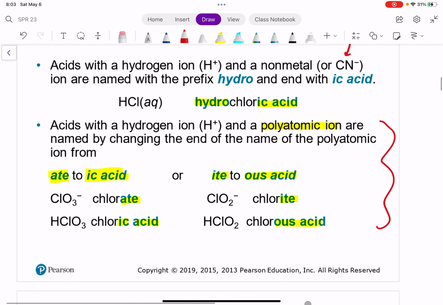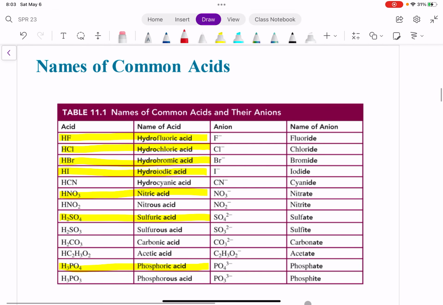What I would prefer is that you memorize the names of some common acids. This is something that you'll need to know for Gen Chem as well. So definitely start getting it in your brain now, because you'll see these over and over again, especially in 163. Hydrofluoric acid, hydrochloric acid, HCl, hydrobromic acid, HBr, hydroiodic acid, HI. You can see that naming structure there.